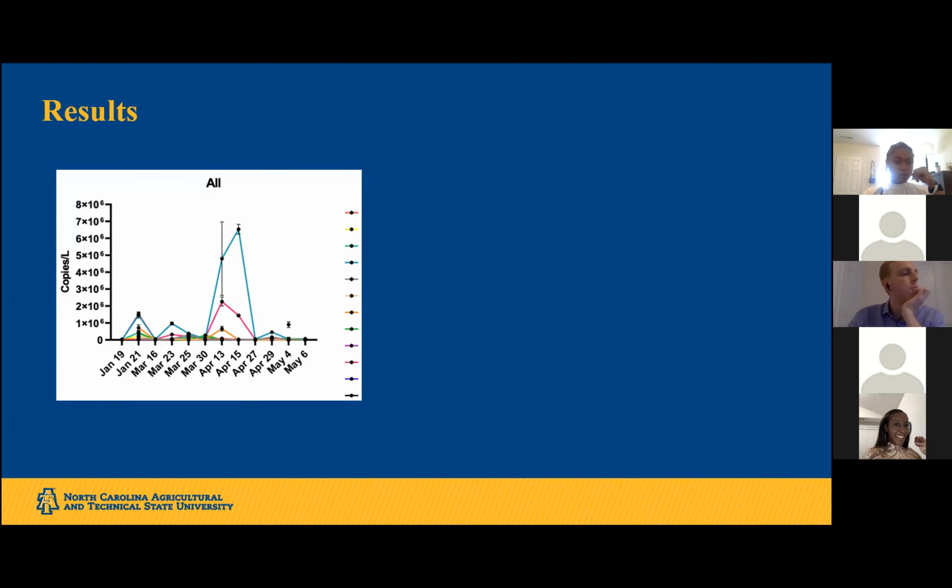Using this method, we were able to detect COVID-19 in our waterways around the campus of North Carolina A&T. Samples were classified as positive when SARS-CoV-2 had been detected in all 3 sample replicates with a Cq below 35, actually ranging around 35.